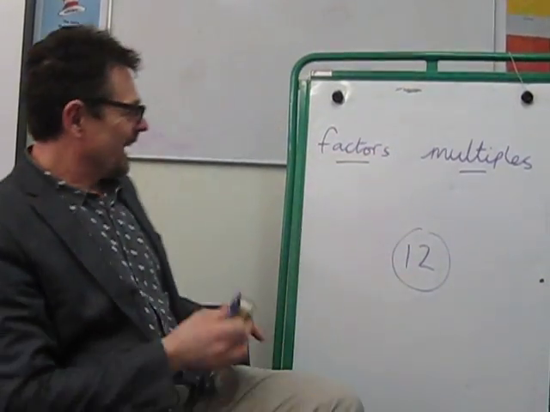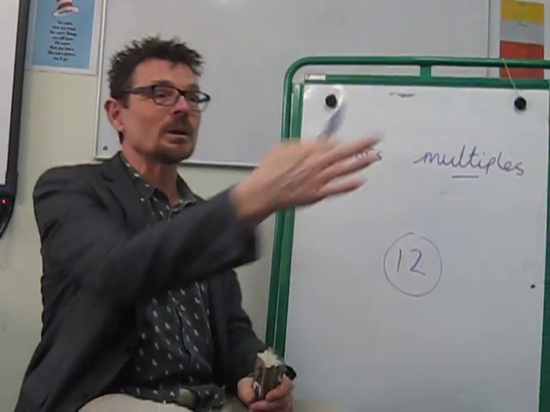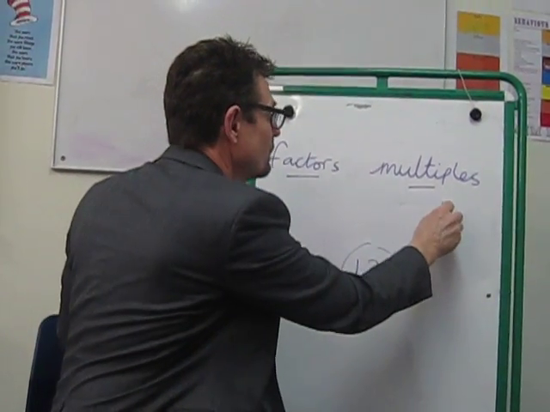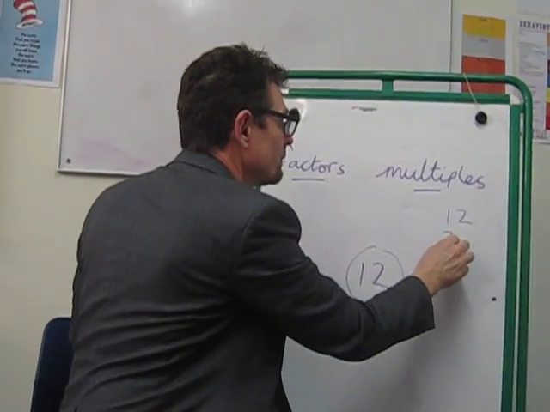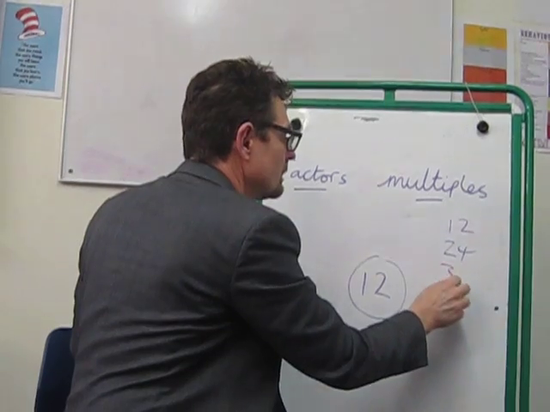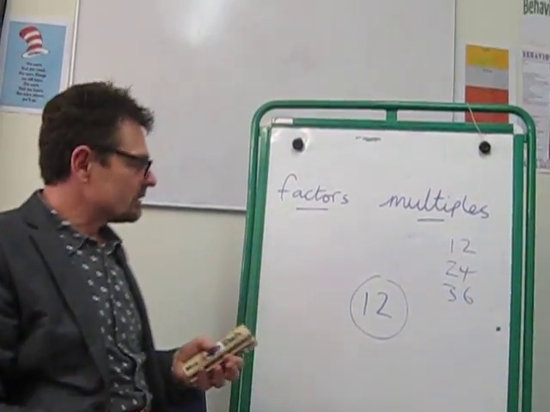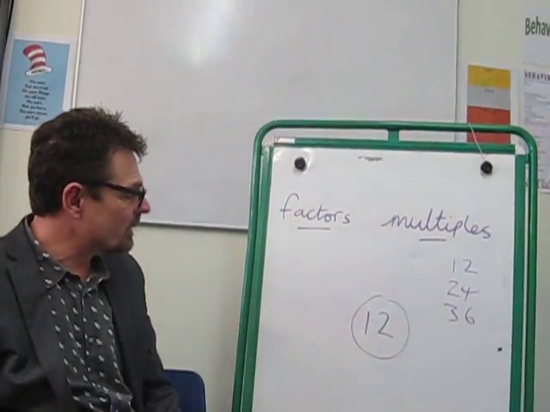Okay, multiples of 12. Give me some multiples of 12. 12, brilliant. And 24, brilliant. And 36, etc. Right, so it's just the numbers in the 12 times table.